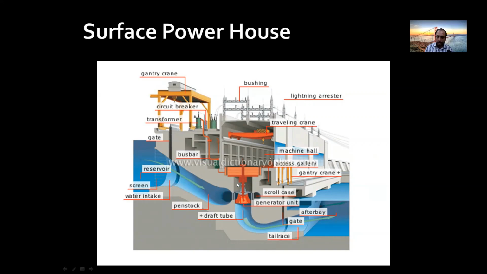Then there are stator rotors, a gantry crane, complete machine hall, and then you can have the arrestor or the switch yard on the top of the hall or on the side on the land. There are gates. This gantry crane is for lowering the stop log gates. You have to provide some transformers to step up the voltage to lower down the ampere, and so on. So these are the typical components of a surface powerhouse.